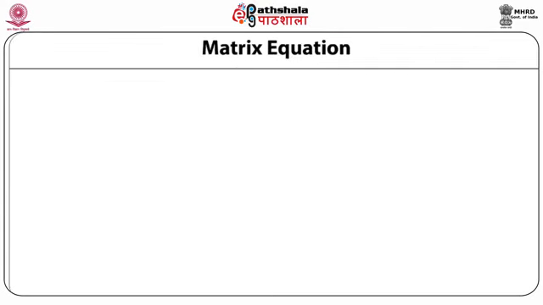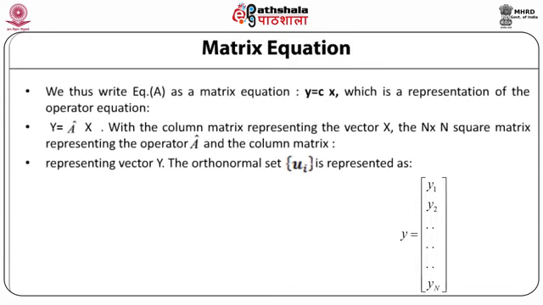Matrix equation. We can now write the equation defined earlier, yj equal to summation over i of cji xi, as the matrix equation y equal to Cx, which is a representation of the operator equation vector y equal to operator A acting on vector x, with the column matrix representing the vector x, the n cross n square matrix representing the operator A, and the column matrix representing the vector y.